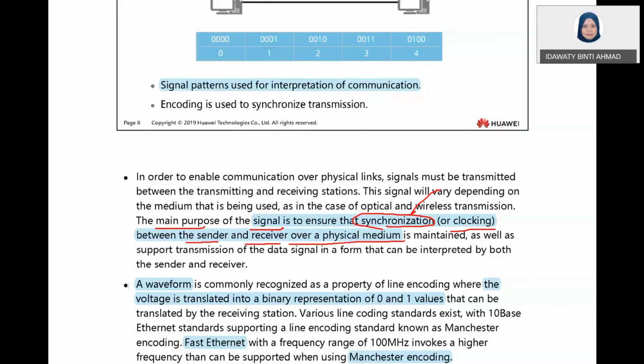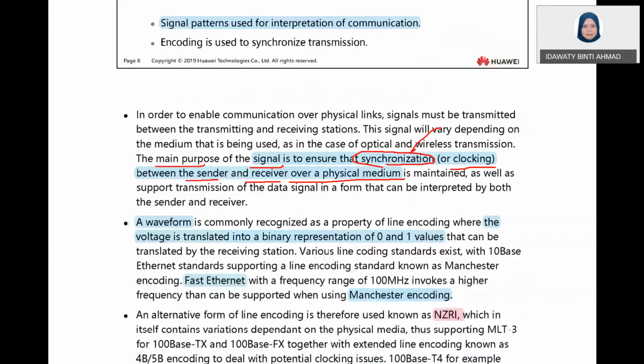This part tells you what encoding is. Encoding is to represent 0 and 1 as a waveform, where the voltage is translated into binary 0 and 1. This is the definition of encoding.